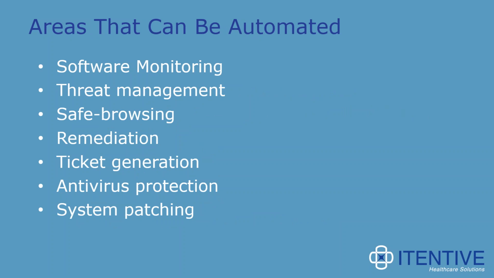So some of the areas that can be automated, because I want to tell you, all of the things we've talked about can't be automated. Employee education, making sure you have a solid HIPAA training and process. All of those things can't be automated, and we can help with filling in the blanks on that. But for right now, we are going to talk about the things that can be. So software monitoring, threat management, safe browsing policies, remediation on certain events that can be done automatically, ticket generation when the system sees something so that you can be notified, antivirus protection, and system patching.